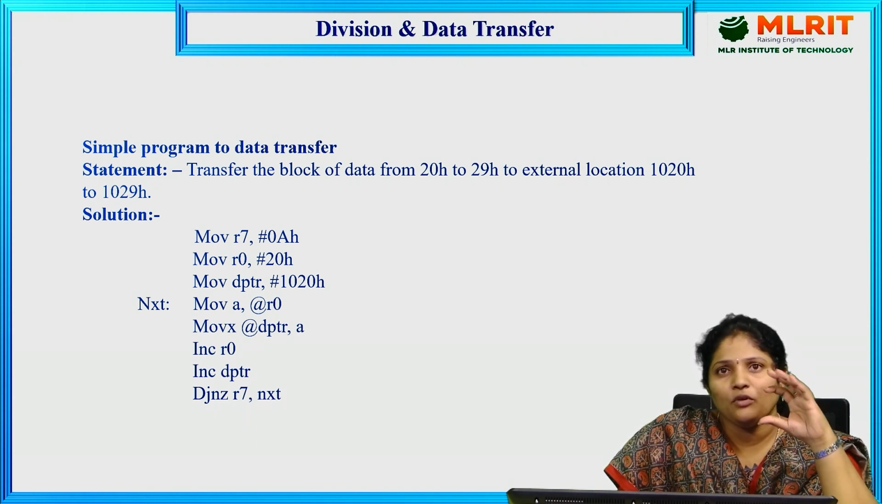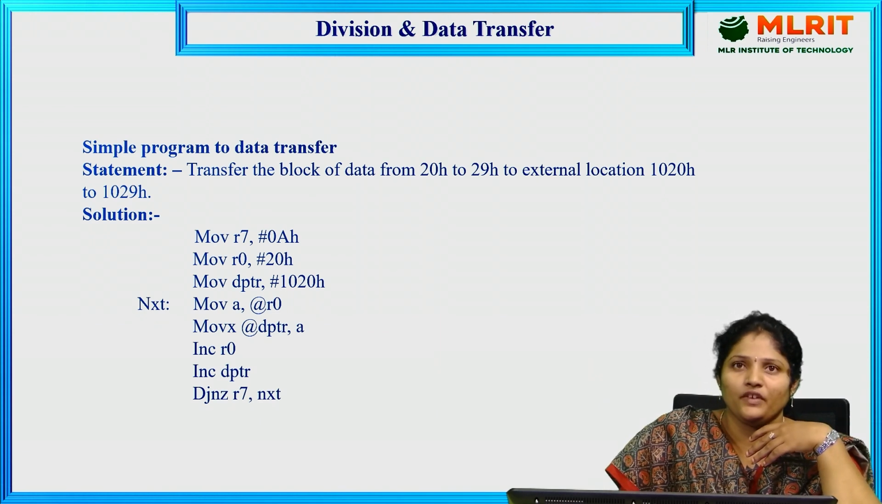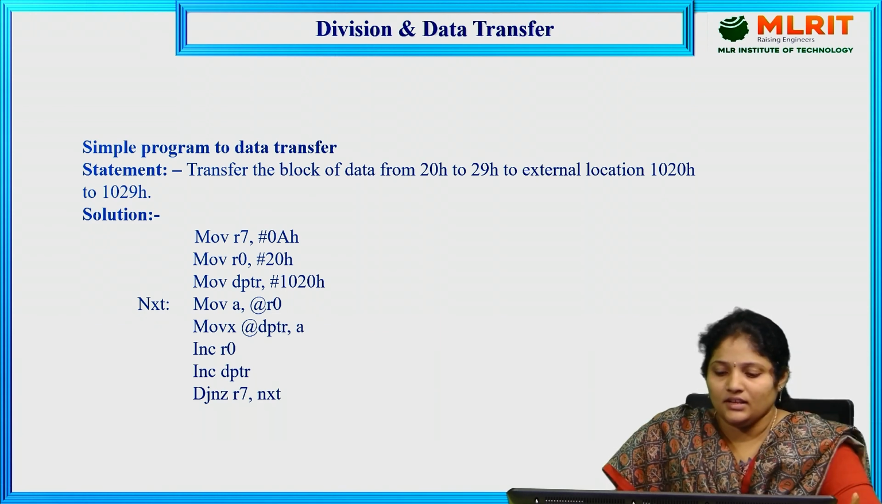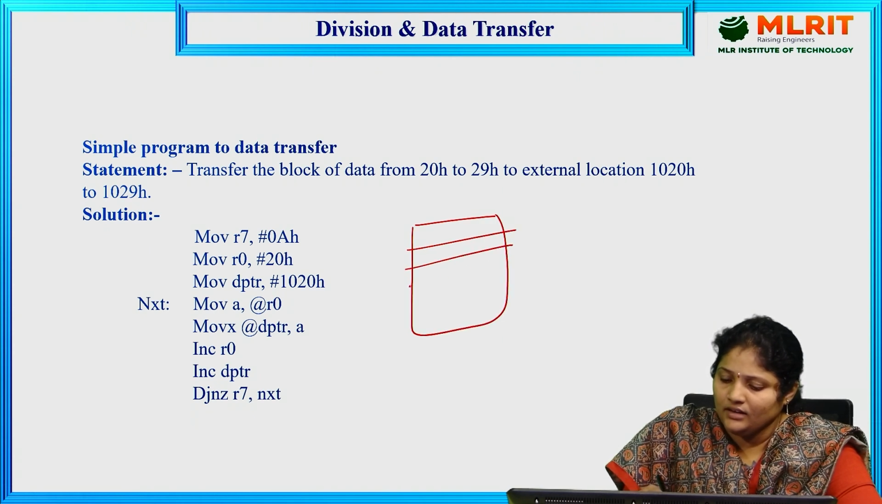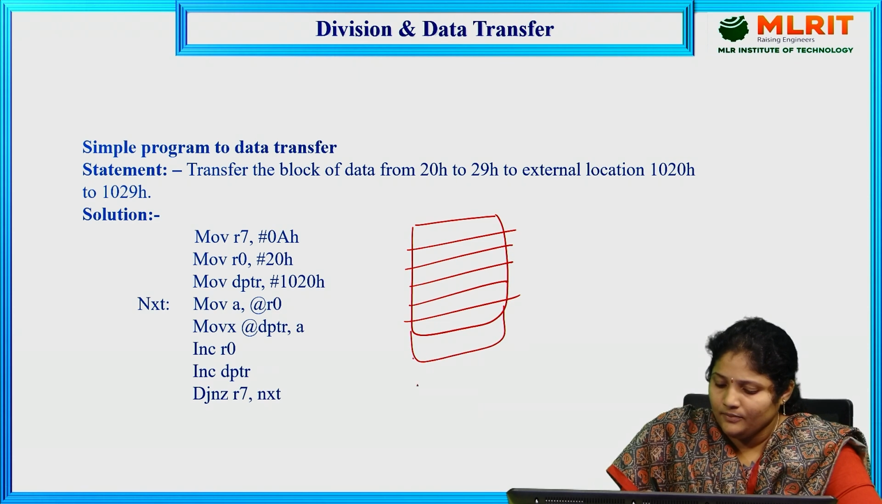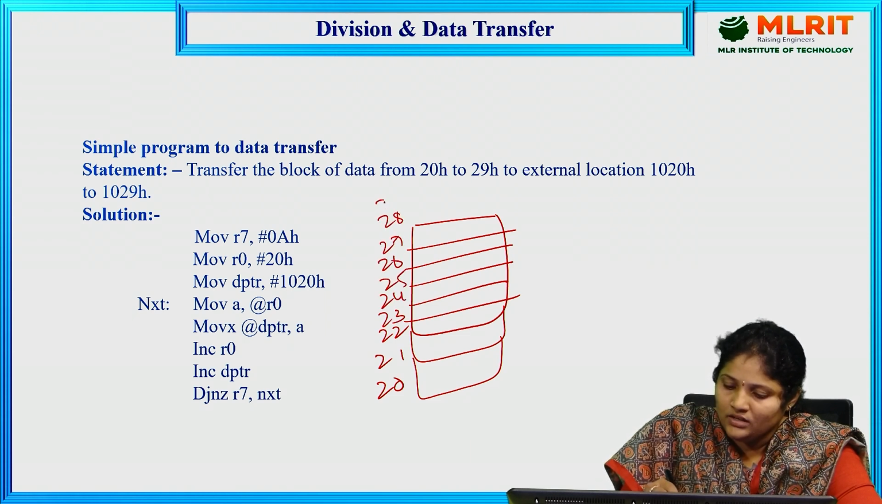So such a type of operation we need to run as a loop. So how will we write a loop in 8051 programming? Consider this. First we need to transfer the data of how many locations? 20 to 29 means 10, right? So consider 20, 21, 22, 23, 24, 25, 26, 27, 28, 29.